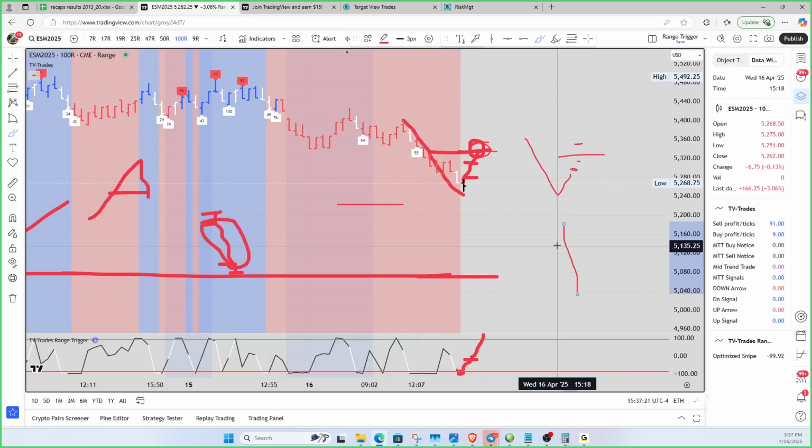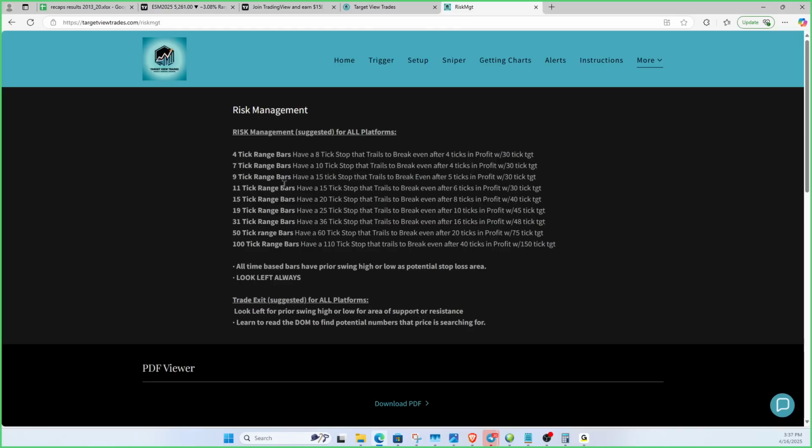So normally, this is what I say normally: if you try to get into a trade on, say, a 15 range bar, you have a 20 tick stop that moves to break even after 8 ticks in profit. If it goes 8 ticks in profit and you do not fill, then skip the trade because it's already done what it should do.